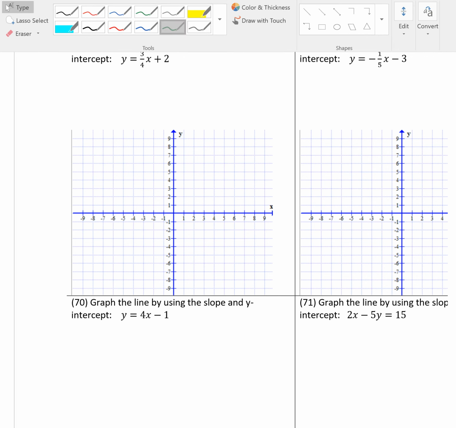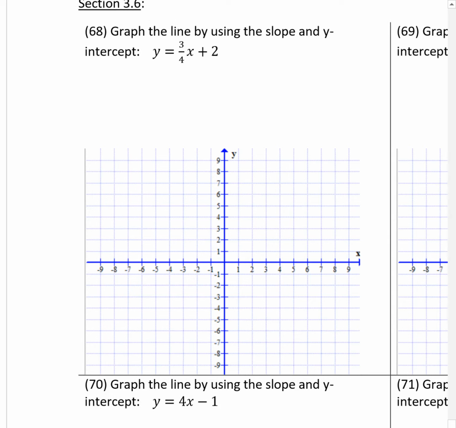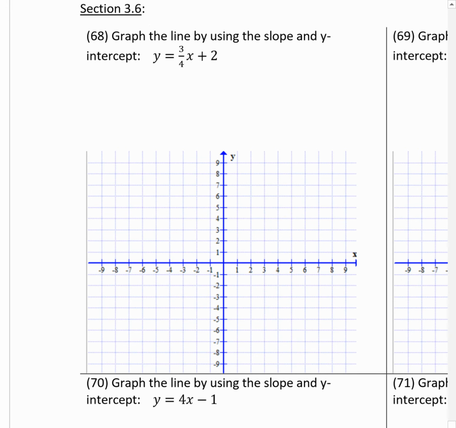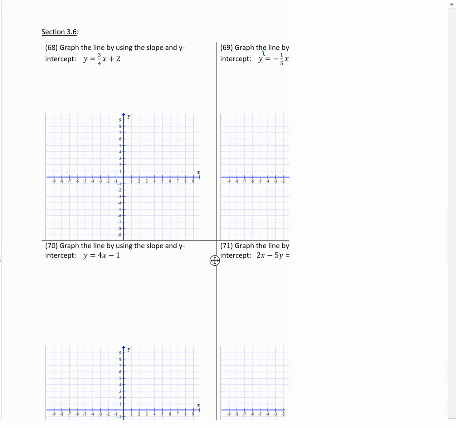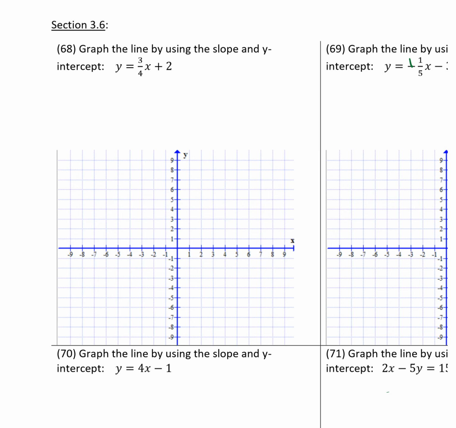Okay, next section. Now we're graphing a line. This is usually everybody's favorite method on graphing a line, using the slope and y-intercept. So remember, this is supposed to be of the form, sorry, it's supposed to be of the form y equals mx plus b.